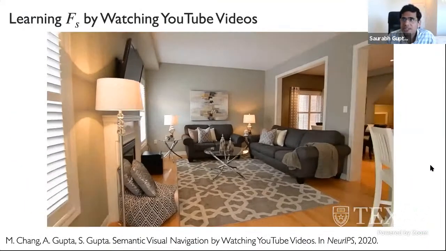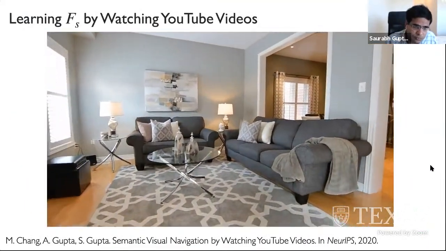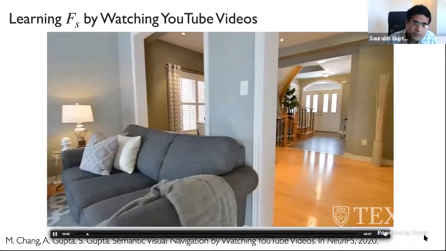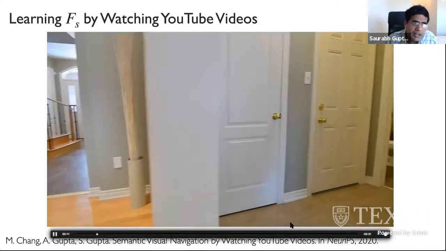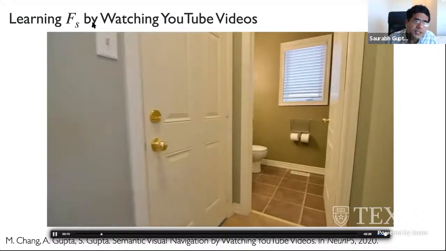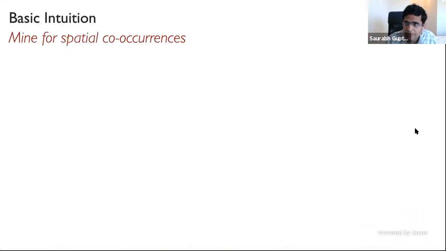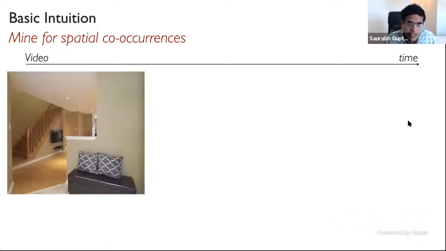And the way we are going to do this is by watching videos on YouTube, right? This is some work that appeared at NeurIPS last year. Basically, we are going to try to learn this semantic score function by watching YouTube videos. Before going into too much detail, I'd like to give you a basic intuition: at the end of the day, these semantic functions that we are trying to learn are essentially capturing spatial co-occurrences, right? So if we can mine these spatial co-occurrences in some other way, then we are done.